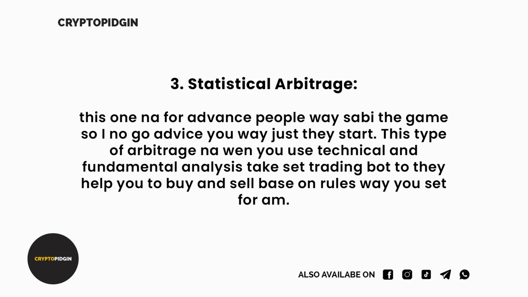The number 3 for the list na statistical arbitrage. This one na for advanced people wey sabi the game. I no go advise you if you just dey start make you do this one. This type of arbitrage na when you set technical analysis and fundamental analysis for bots, so that trading bot go dey help you dey trade, dey help you dey buy, dey help you dey sell based on the rules wey you give them.